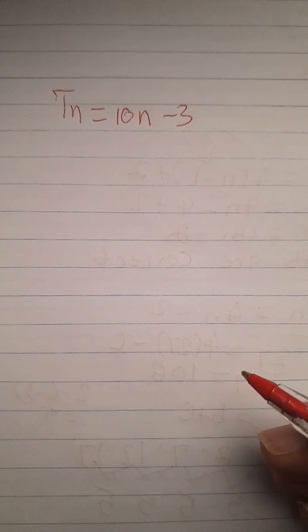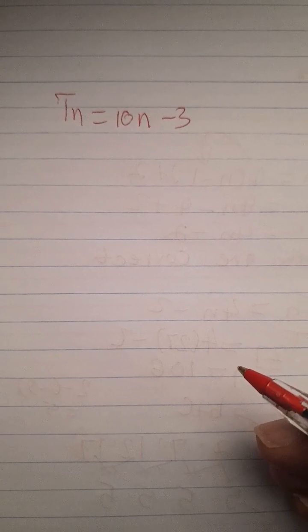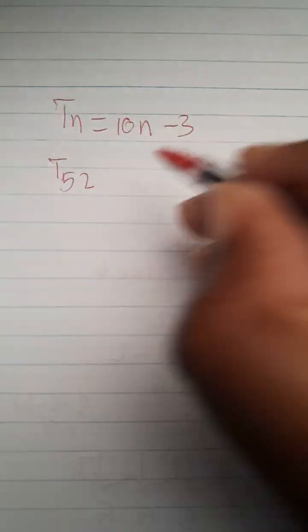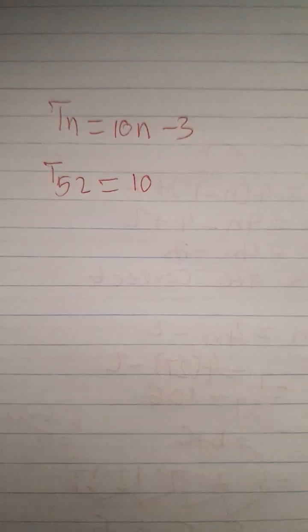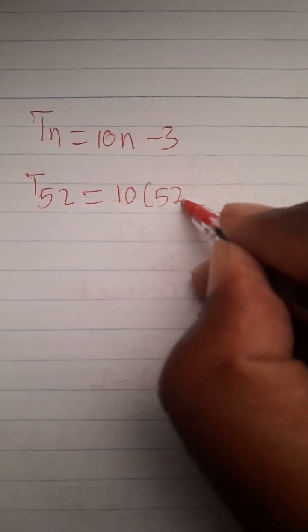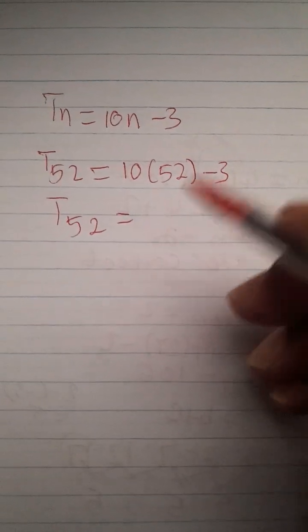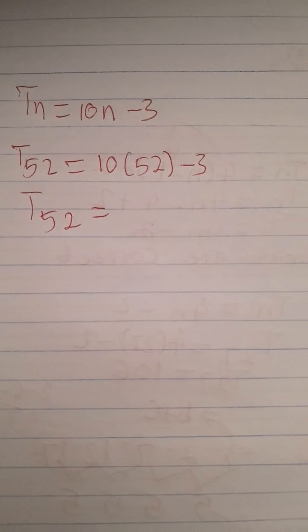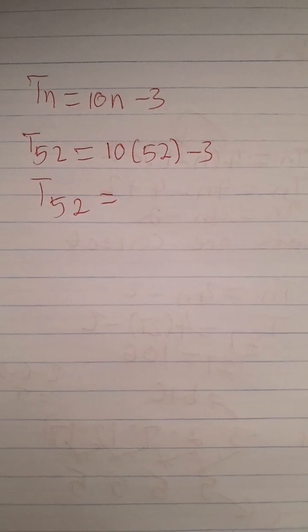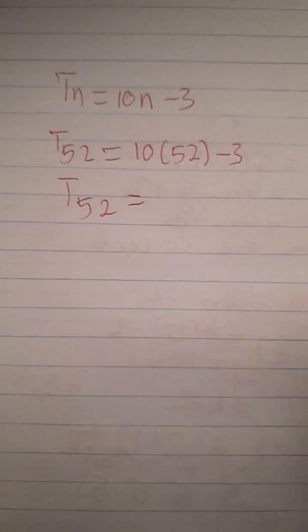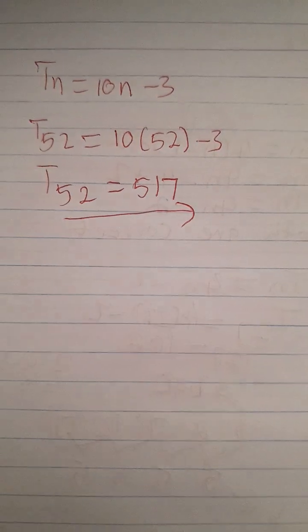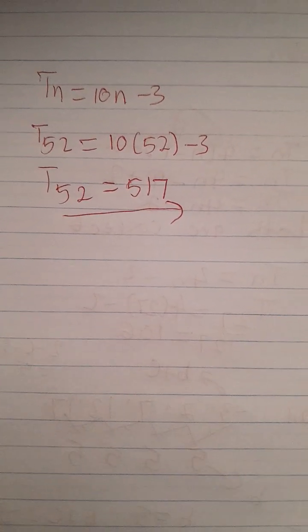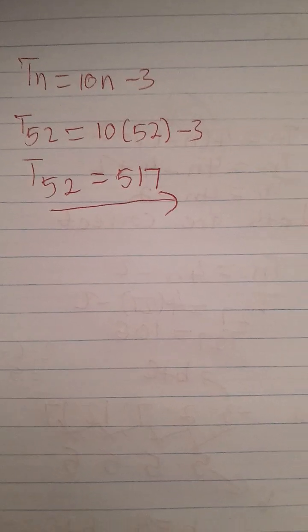Continuing further, remember we have 10n minus 3 as our general formula. We need to determine the value of the 52nd term that ends in 7. So where there is n, you replace it by 52. We have 10 times 52 minus 3, let's punch that in, and we get 517. So the 52nd term is 517. So that's how you can work out such a question, or you can use an alternative if you have one.